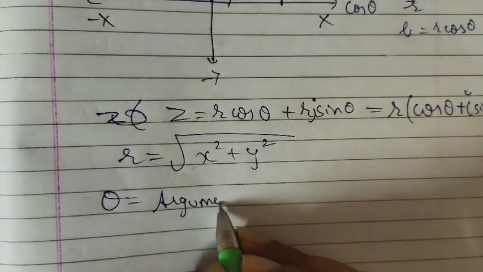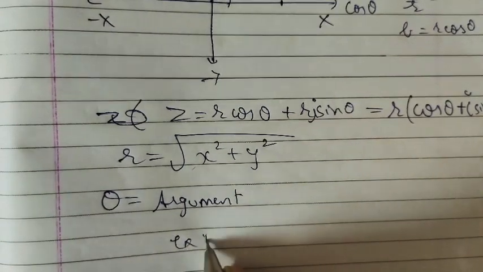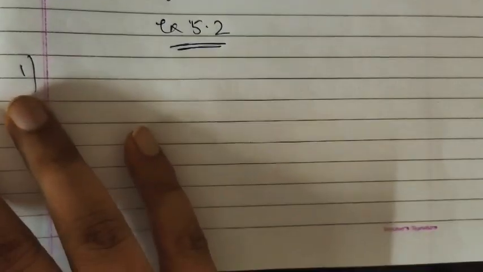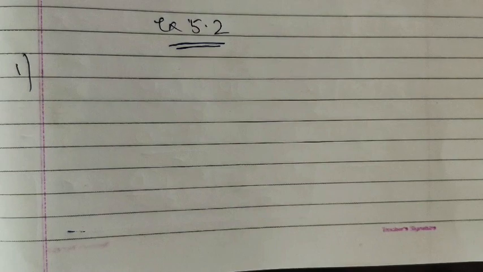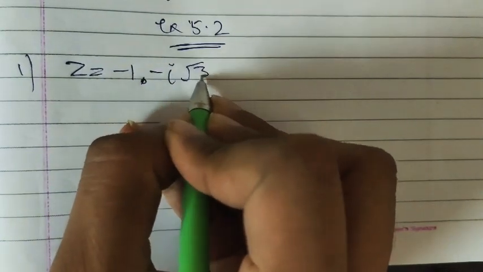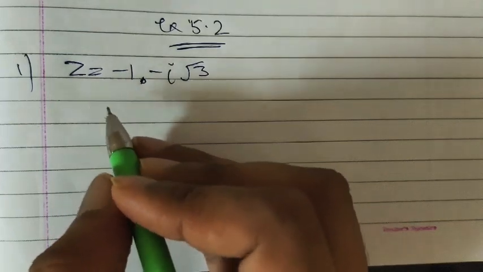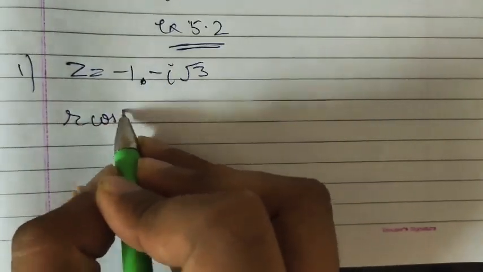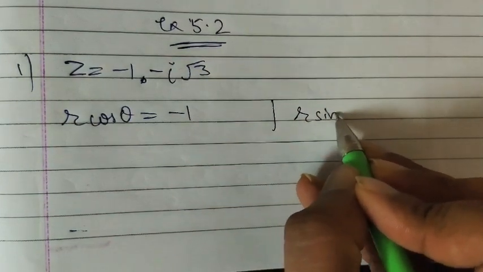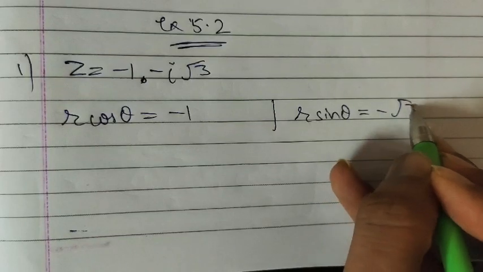So let's take exercise 5.2, question numbers first and second only we have to do, because polar representation has been deleted from the syllabus. Question number first is: find the modulus and argument of the complex number z equal to -1 minus iota root 3. That means we can say r cos theta, the real part, is -1, and r sin theta, the imaginary part, is minus root 3.